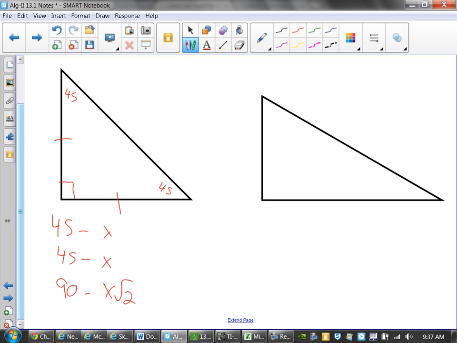And if you have 30, 60, 90, wouldn't it be x, x√3, 2x? So the 30 was the x. The 60 was what? The root, yeah, good.